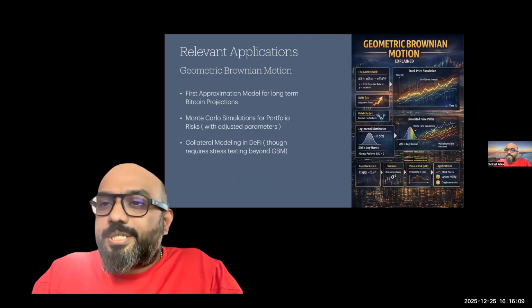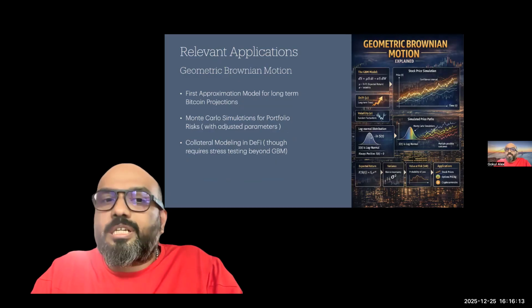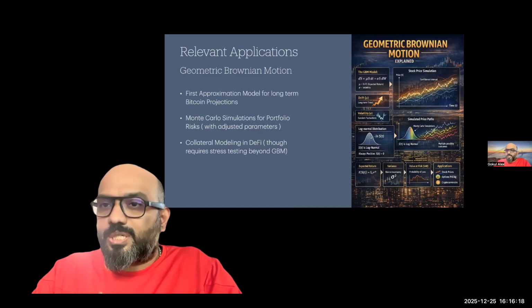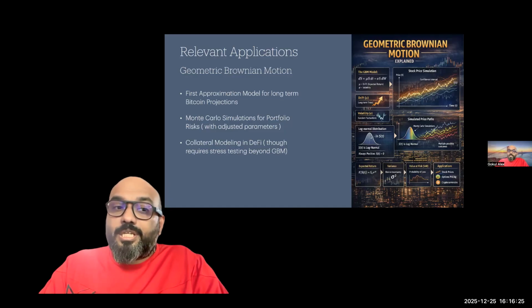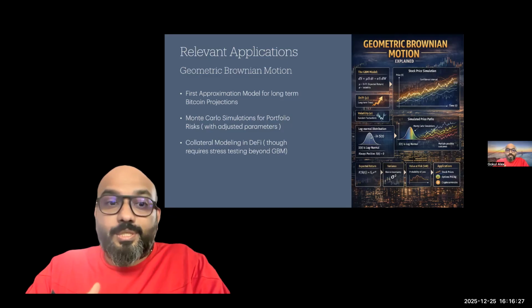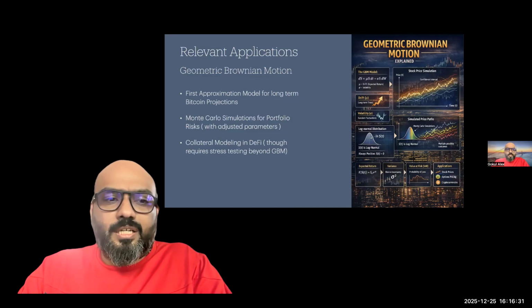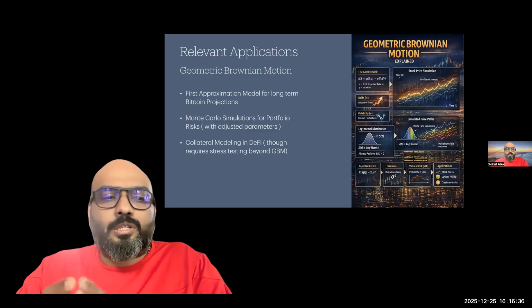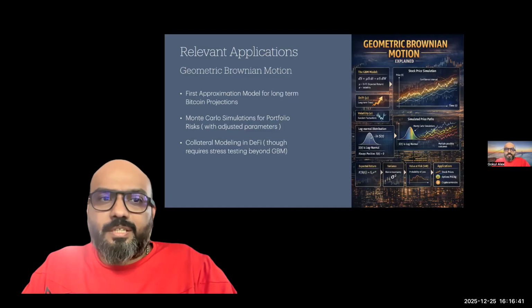But still, there are interesting applications of the geometric Brownian motion. Primarily, it is the first approximation model for long-term Bitcoin projections, even though there are some challenges with the fat tails. Another application is that it can be used for Monte Carlo simulations for portfolio risk with adjustable parameters. And also, it can be used for collateral modeling in DeFi for over-collateralized assets that we have mentioned previously.